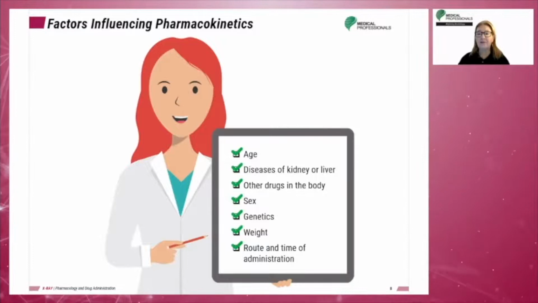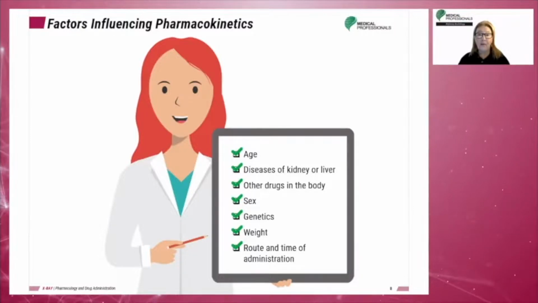Factors that can influence pharmacokinetics are the age. Drugs will be metabolized differently in a child versus an adult. Even the age of the adult will be a factor, such as elderly versus young adult. Since drugs are eliminated by the kidney, diseases affecting the kidney or the liver will affect drug elimination. Other drugs in the body can interact with any new drug and cause an unintended reaction.